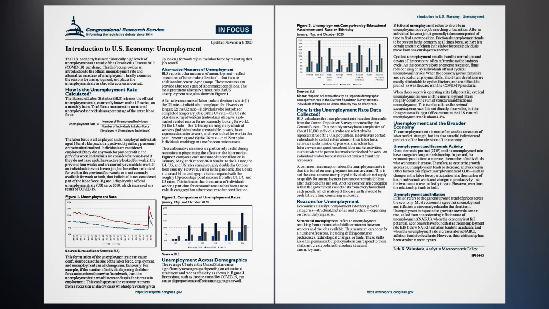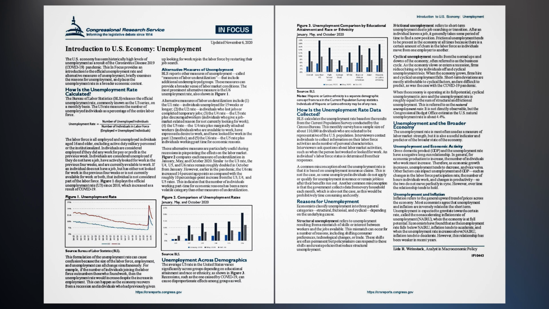Cyclical unemployment results from the normal ups and downs of the economy, often referred to as the business cycle. As the economy slows or enters a recession, firms reduce hiring or lay individuals off and cyclical unemployment rises. When the economy grows, firms hire and cyclical unemployment falls. Short-term deviations are mostly attributable to cyclical factors, and are difficult to predict, as was the case with the COVID-19 pandemic.